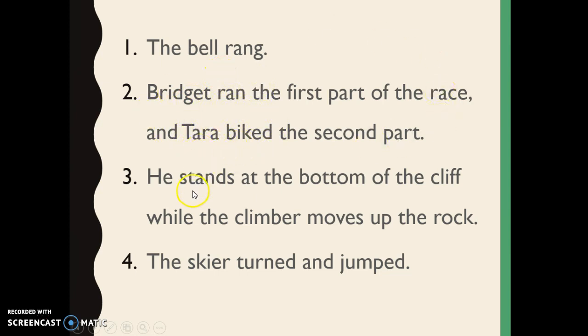The third one is complex. He stands at the bottom of the cliff while the climber moves up the rock. Which one is dependent, which one is independent? Try to read carefully. "He stands at the bottom of the cliff" is independent. "While the climber moves up the rock" is dependent. The last one is simple. Why do we call it simple? Because we have "the skier turned and jumped."